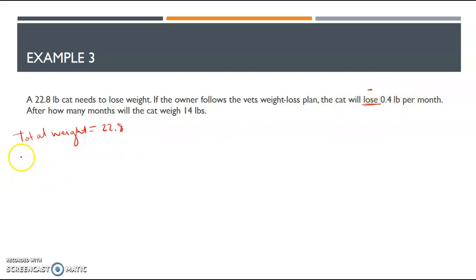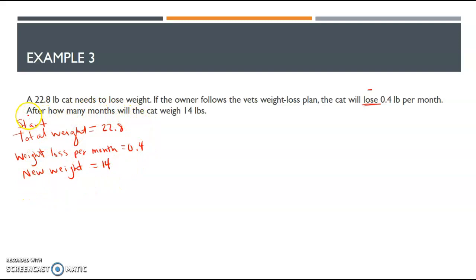0.5 pounds per month. So weight loss per month would equal 0.4. After how many months will the cat weigh 14 pounds? So this would be a start weight, right? She started at 22.8, and then we want the new weight to be 14 pounds.